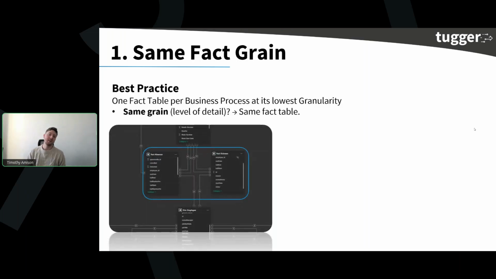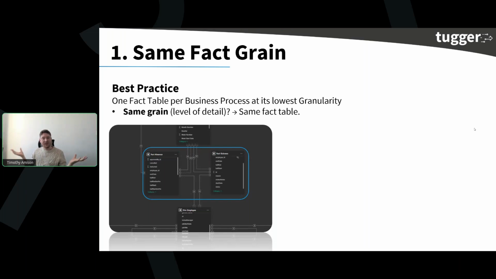What do I mean by this? The best practice here is all about, if you have multiple tables that are talking about the same business process and they're on the same level, so one row is the same level as the other row on the other table, then we can put it in the same fact table. So I have an example here. This is from HR data. You might have information about holiday leave, absences, and then information about sick leave.